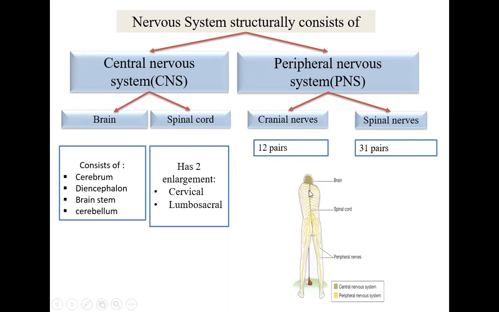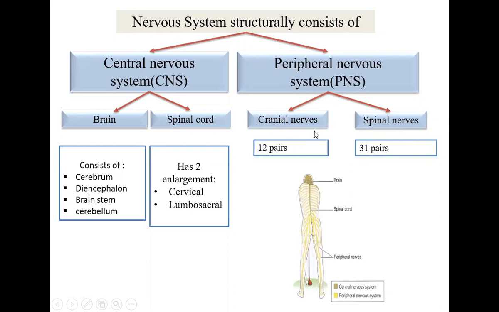Then the spinal cord. This is a long structure extending from the brainstem. The nerves coming from the spinal cord are called the spinal nerves. Again they are in pairs, right and left side. There are 31 pairs. Spinal nerves are 31 pairs and the cranial nerves are 12 pairs.